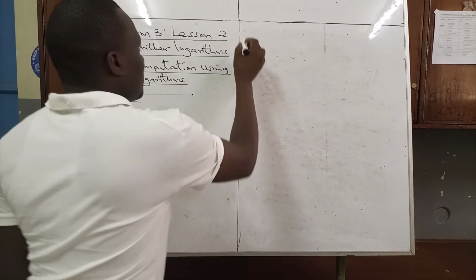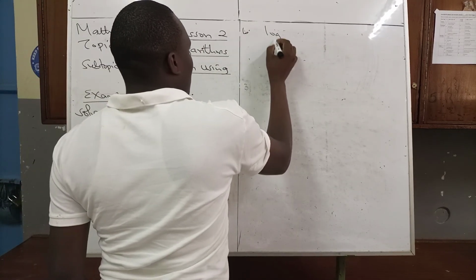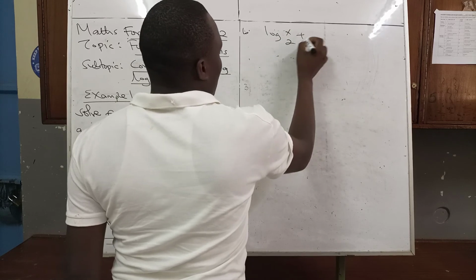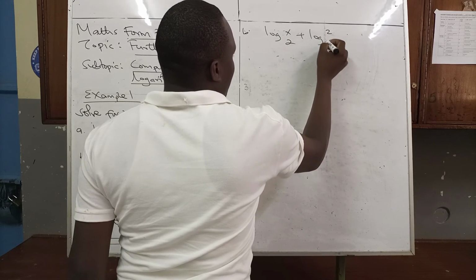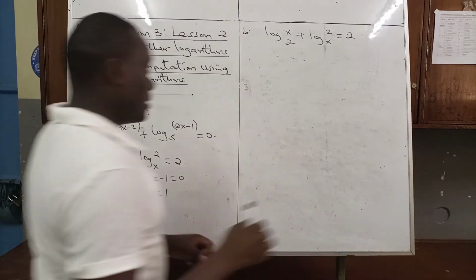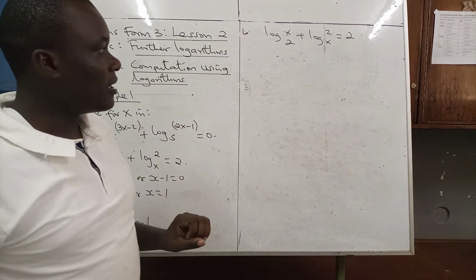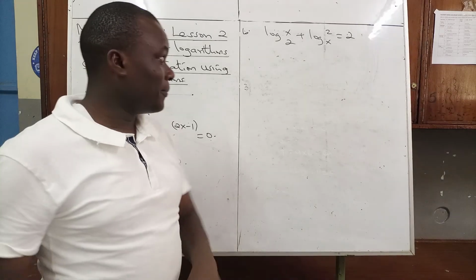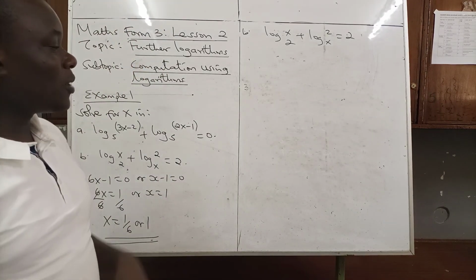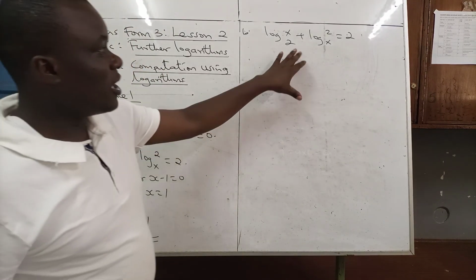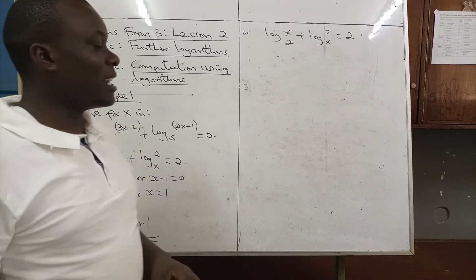which is saying log x into base 2 plus log 2 into base x is equal to 2. Look at that particular question that we are given. Are the bases the same? The bases are not the same. So I will prefer we change the bases so that now they are equal.